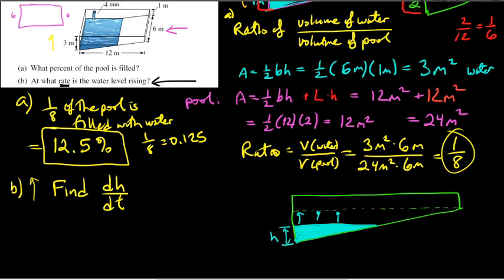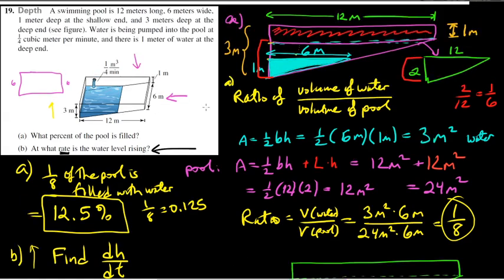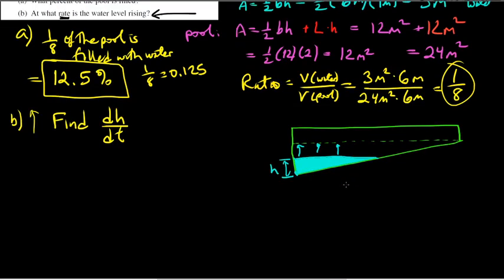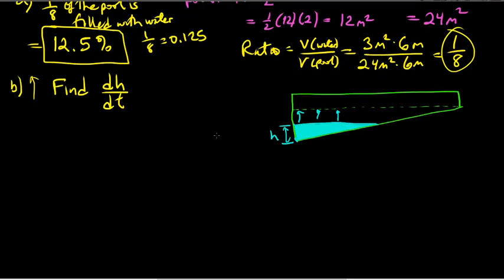Now, of course, at this moment, the height is 1 meter. But if you wait just a second later, the height will be a little bit higher than 1 meter, because it's filling up. So the height is a variable. It is changing. In part A, we didn't care about that. We took our snapshot, our picture, and at that moment we have a certain amount of water in the pool. But over here, we are filling the pool with water, and so the water level is rising. So what is the rate of change of the height?